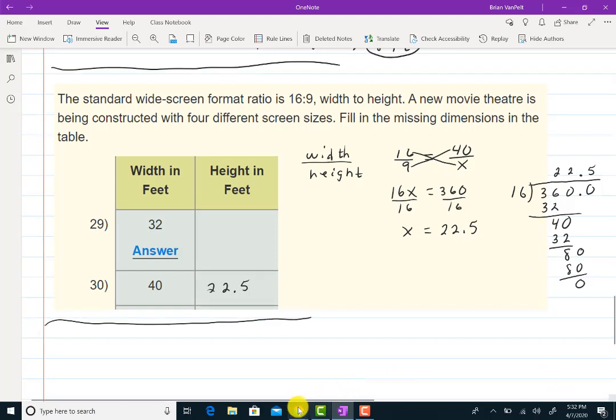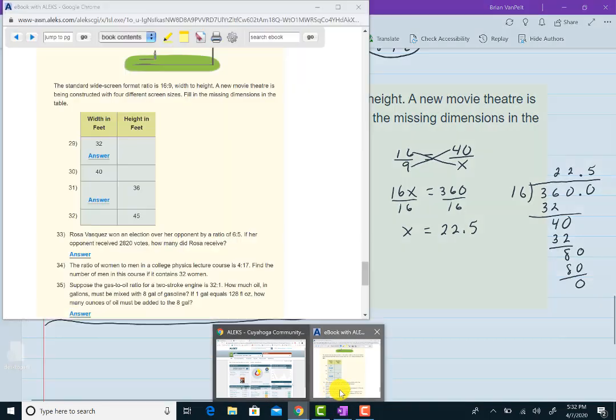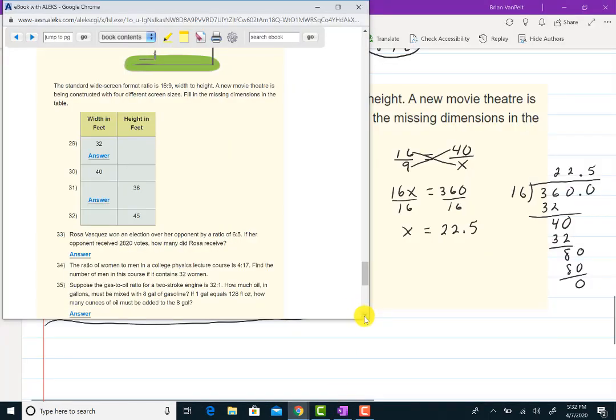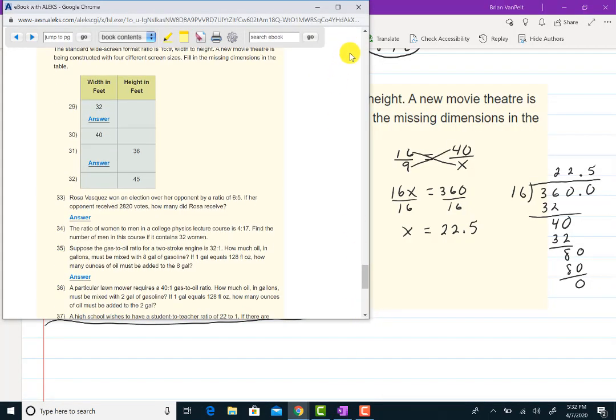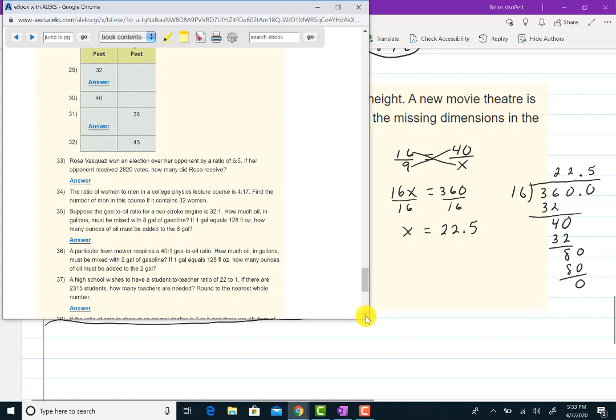Next, I'd like to do problem number 30. I'm just trying to grab a little bit of everything in this problem. Oh, there was number 30. Let's move on. Number 36 is my next one.